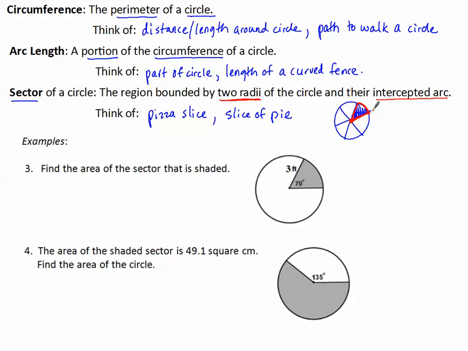We're going to find the area of sectors and the length of the arc from a sector in the following examples and use them to find other things. Example 3. Find the area of the sector that is shaded.